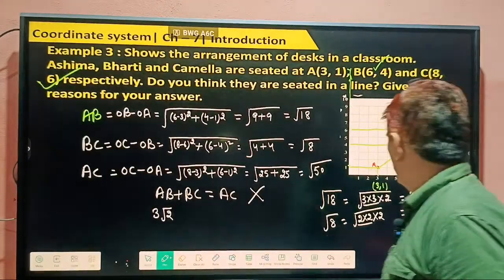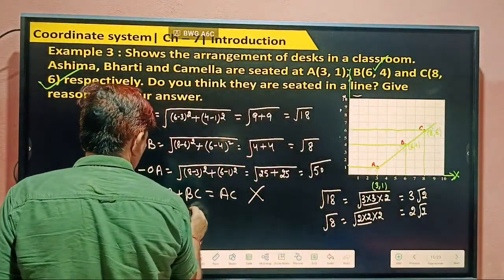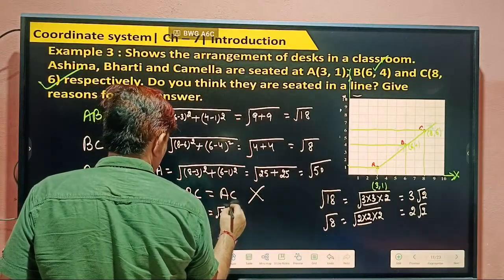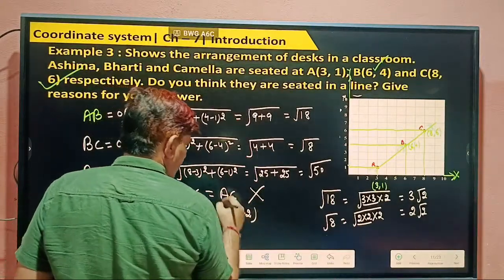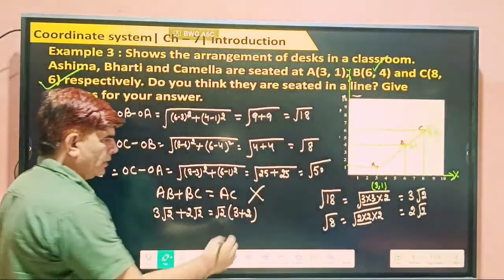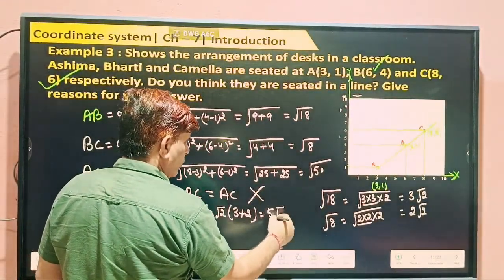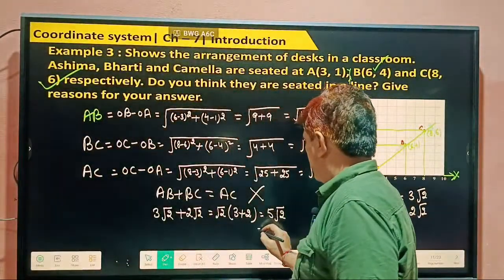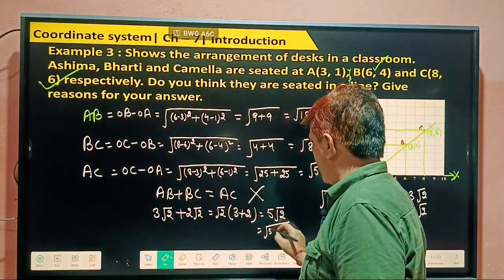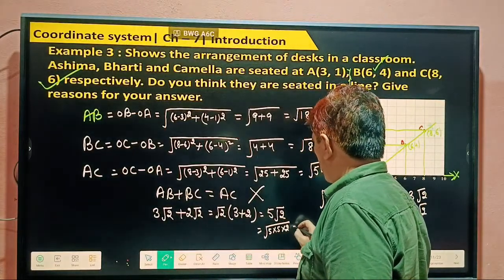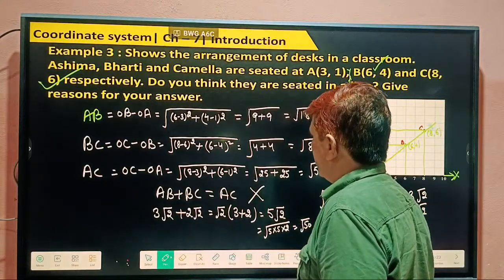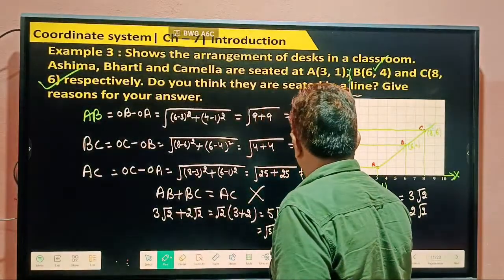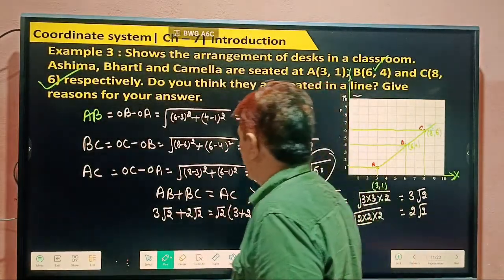Understood? So BC is 2 under root 2. So what's common? Under root 2 is common. So 3 plus 2, and this is equal to 5 under root 2. Understood? And how can we write this? We can write 5 into 5 into 2, which is under root 50. And which one is under root 50? This. Which one is this? AC. So it equals AC.